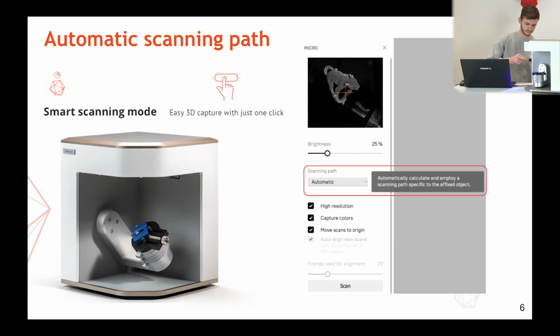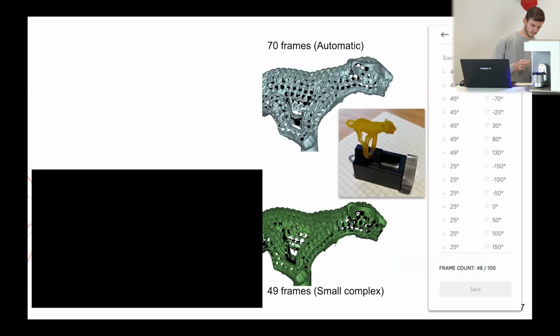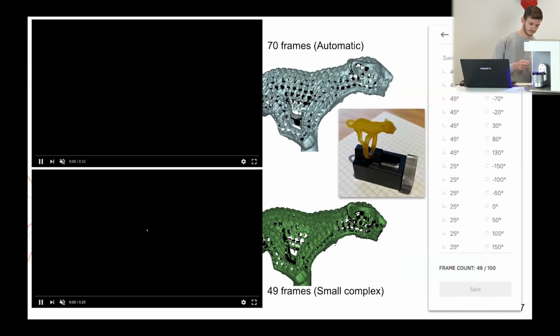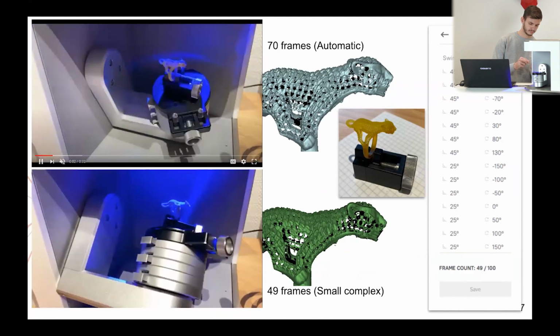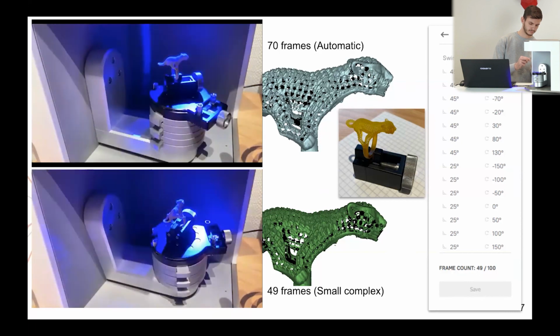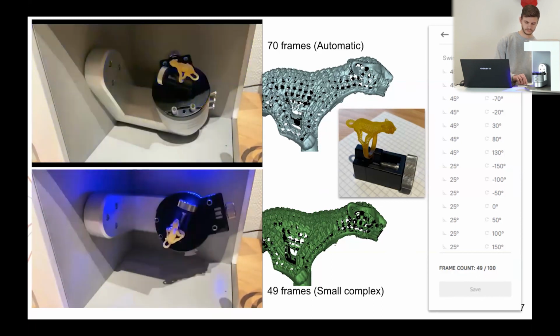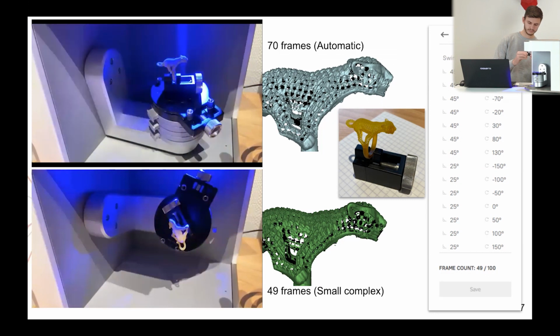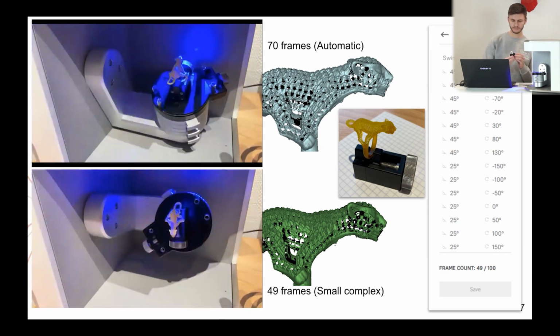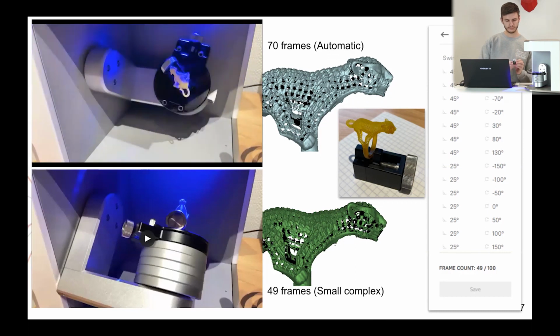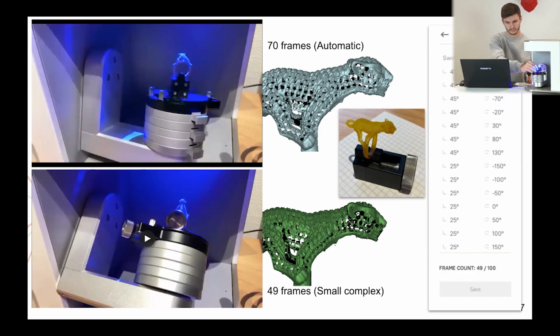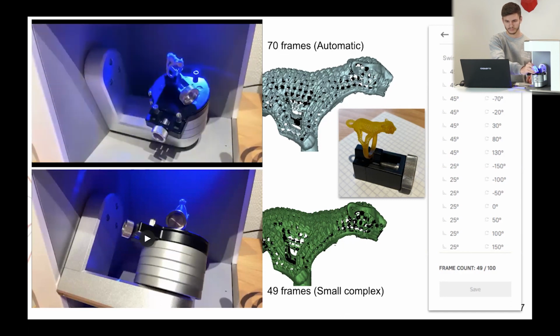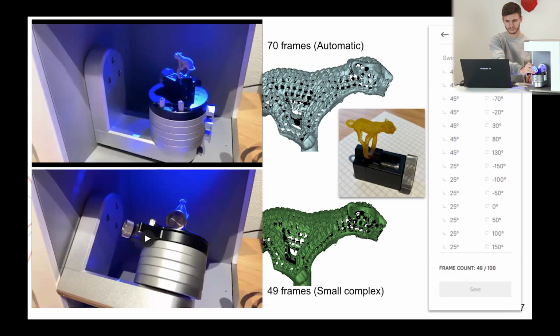The automatic scanning path feature is right here, as you see in the picture on the right. And here we have a short demonstration and comparison of automatic versus manual scanning. So this leopard ring was scanned using the automatic scanning path, as well as the manual small complex scanning path and the manual large complex scanning path. Here on this slide, for comparison, we have the automatic scanning path video at the top and the small complex path video at the bottom. The automatic path ended up capturing 70 frames simply because the object is so complex and full of small holes.